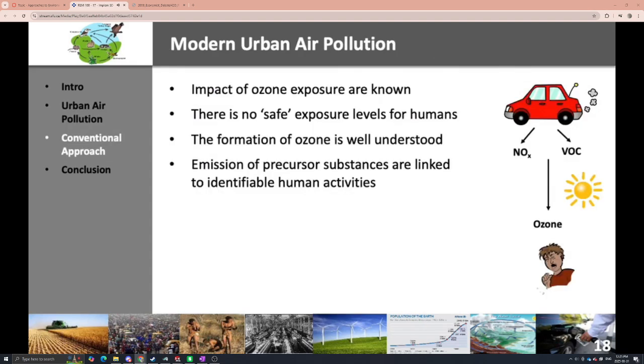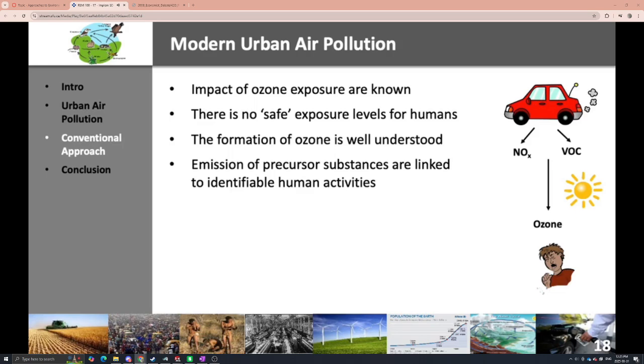Let's quickly summarize what we know about ground-level ozone pollution. The health and environmental effects are well known. The science is very clear on how all of this works. And there are no truly safe levels of ozone for humans. Any level of ozone concentration is bad for humans. The processes that form ozone are also well known, and the emissions of the precursor substances, the NOx and the VOCs, are linked to identifiable human activities. So we have a clear pathway from emissions to effects.